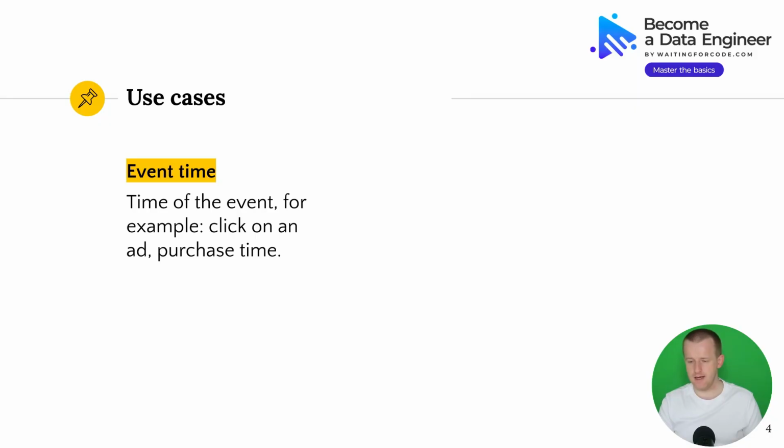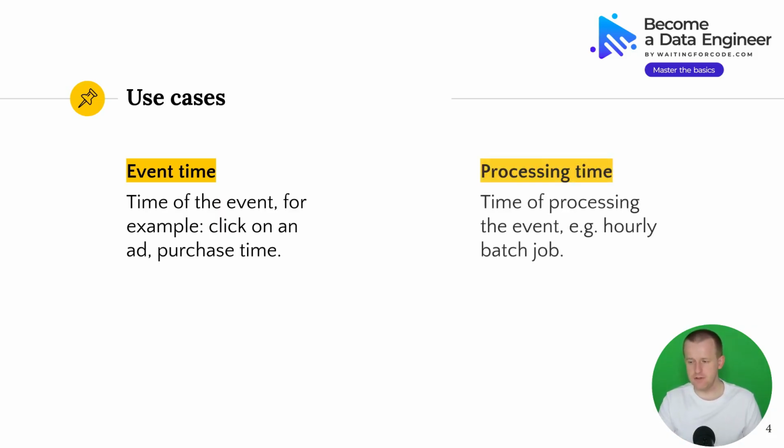So the event time is the time of the event, like for example clicks on an ad or purchase time. And obviously, if you are interested, for example, in knowing when your users are the most active or are clicking the most on your ads, well, obviously you will use event time because it indicates the real action that you are interested in. And the processing time is the time of processing of the event.